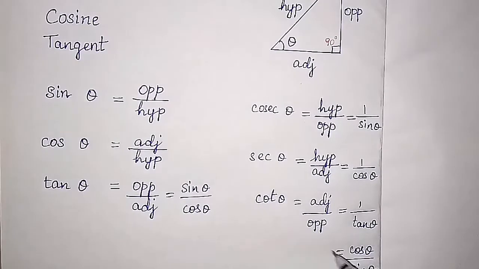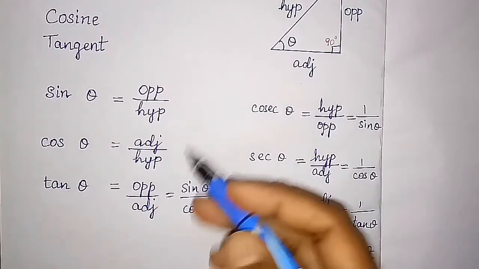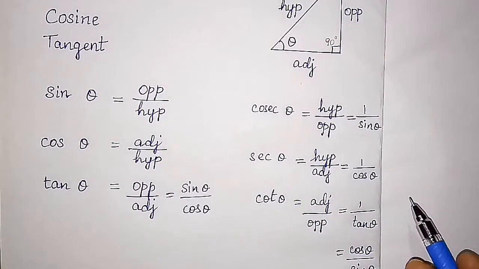Once you know this, you can find the complementary of each angle, and there is a table from 0 degrees to 90 degrees for finding all these values. We can see it in the next video.